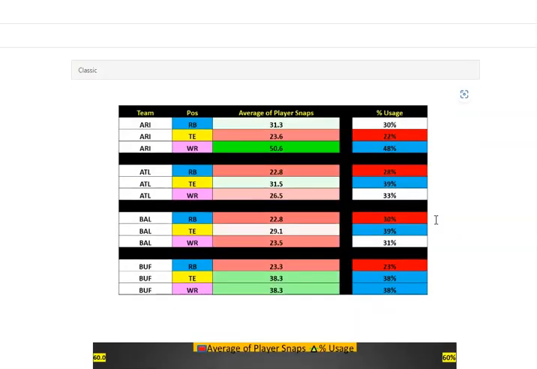Arizona, Atlanta, Baltimore, Buffalo. If you look at positional usage, my rule of thumb, for instance, is I usually start with wide receivers. Close to 50% is something that I think is pretty good. And you can see right away that Arizona has put a lot of its eggs in the wide receiver basket. Look at Atlanta, 33%, Baltimore, 31%, Buffalo, 38%.